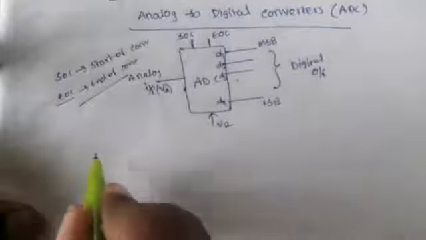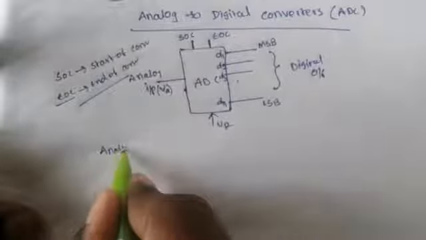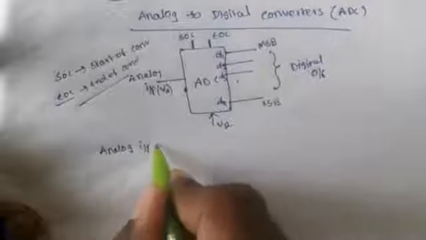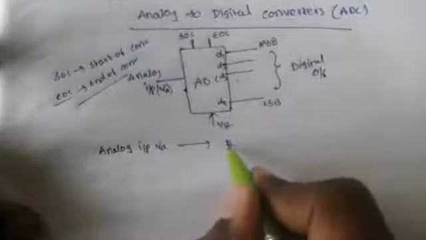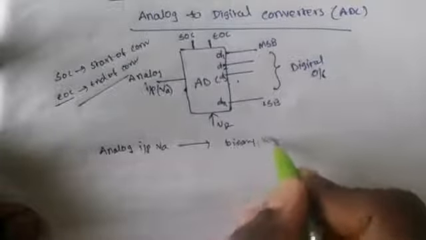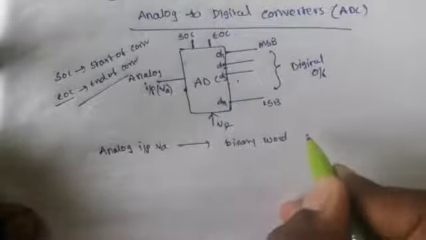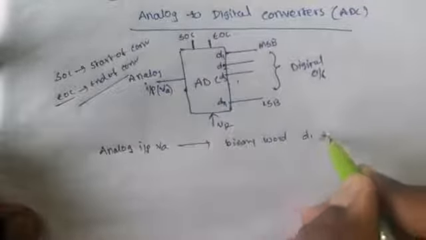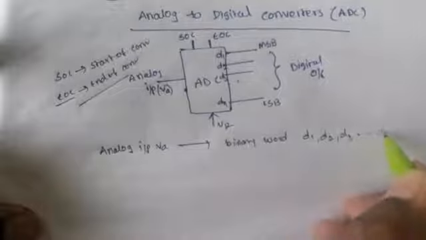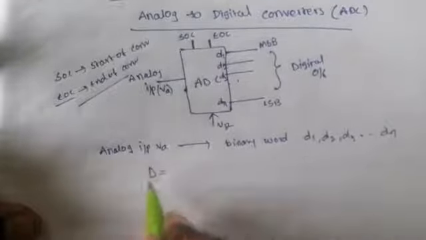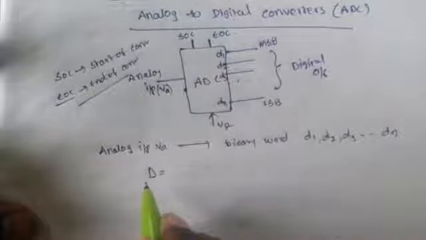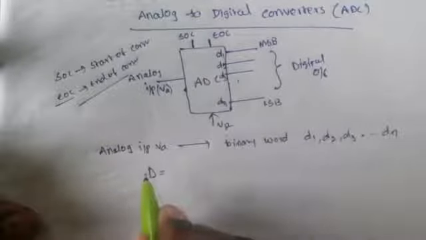So simply, the analog input voltage VA will be converted into the digital form, a digital binary word. That binary word is denoted here with D1, D2, D3, and so on up to DN. Capital D represents the decimal value, that is the binary equivalent decimal value.